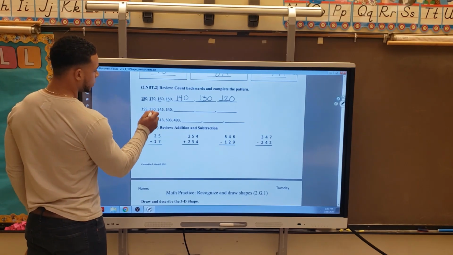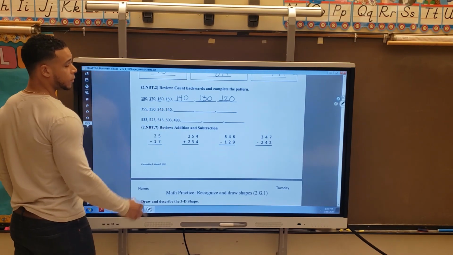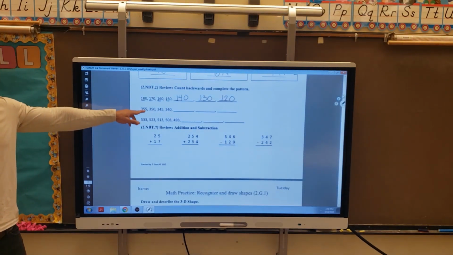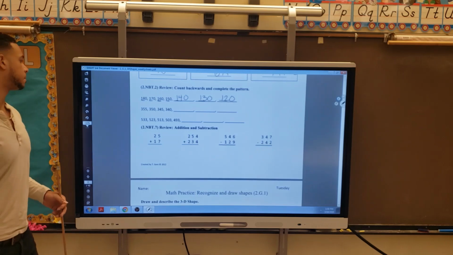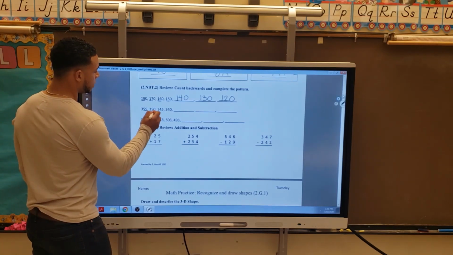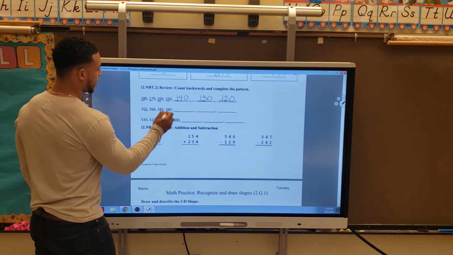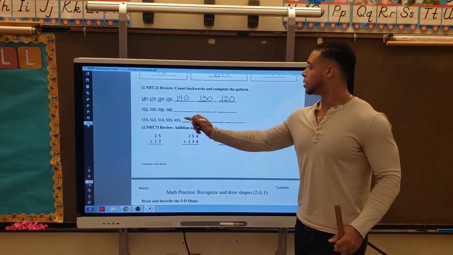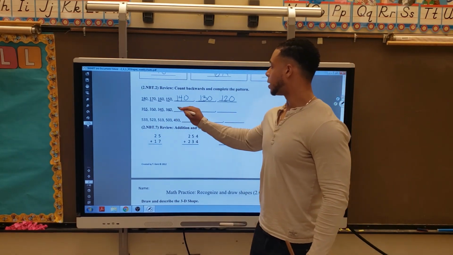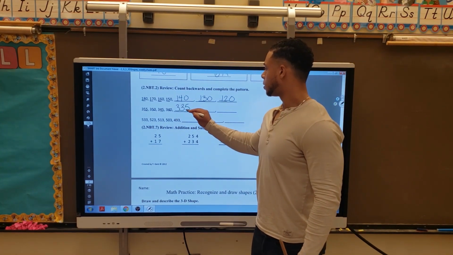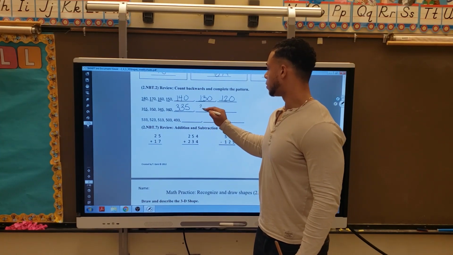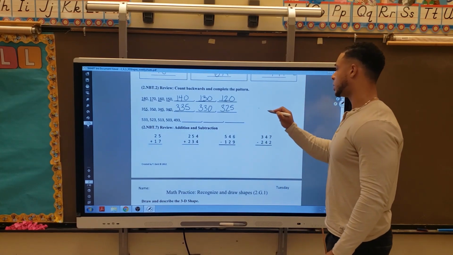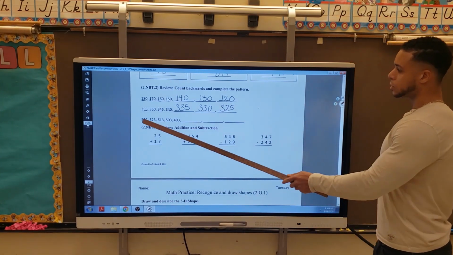Let's look at this pattern. 355, 350, 345, 340. If you notice, our hundreds place stays the same. It's going down by 5s. From 55 to 50, it's 5, and then another 5, and then another 5. So in your head, let's go down from 40 to 35. And then like you're skip counting by 5s, 30, and then 25, and then we keep going down, 20, 15, 10. And now let's go on to your last one.